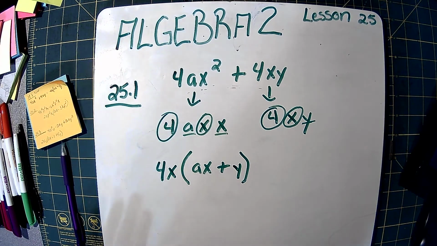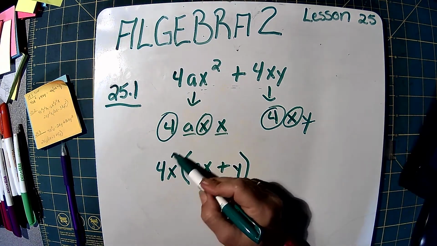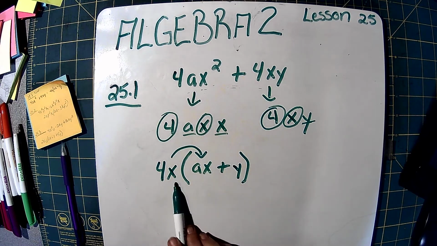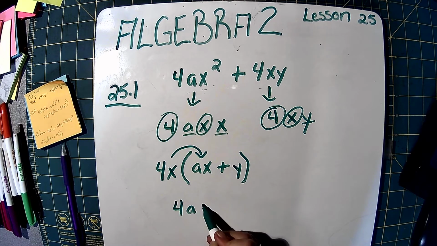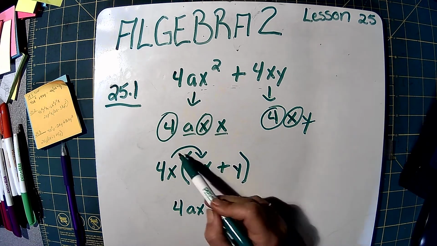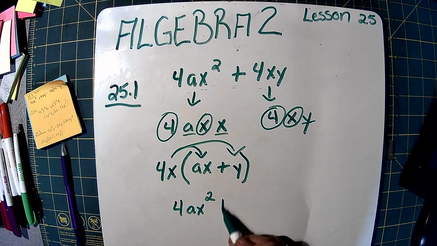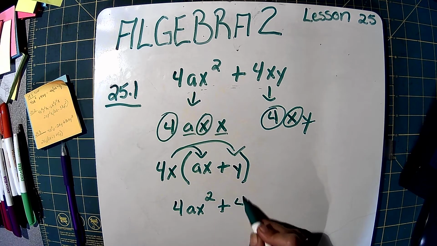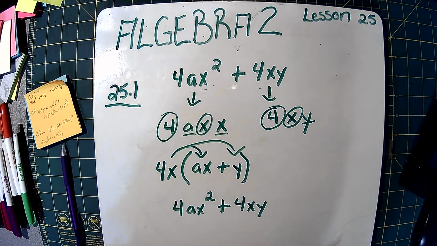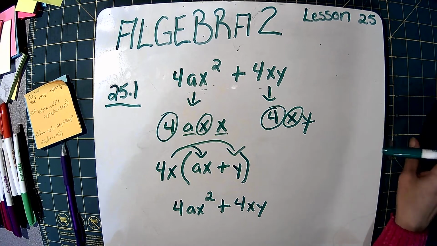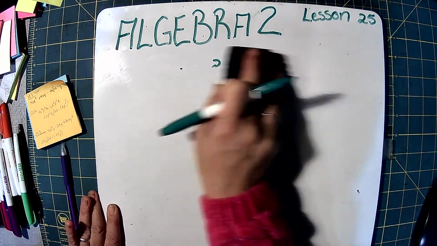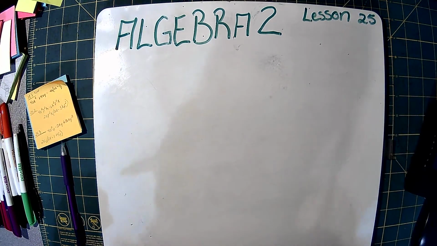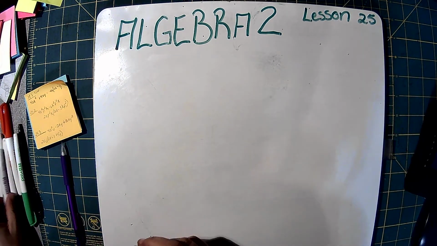Okay, so basically we did the opposite of rainbowing. If we rainbowed this and we said 4x plus times ax, we would get 4ax squared. And then if we rainbowed it right here, we would get 4xy. So we're just undoing the rainbow, the distributive property. We're picking out all the factors for each one. All right, let's try another one.